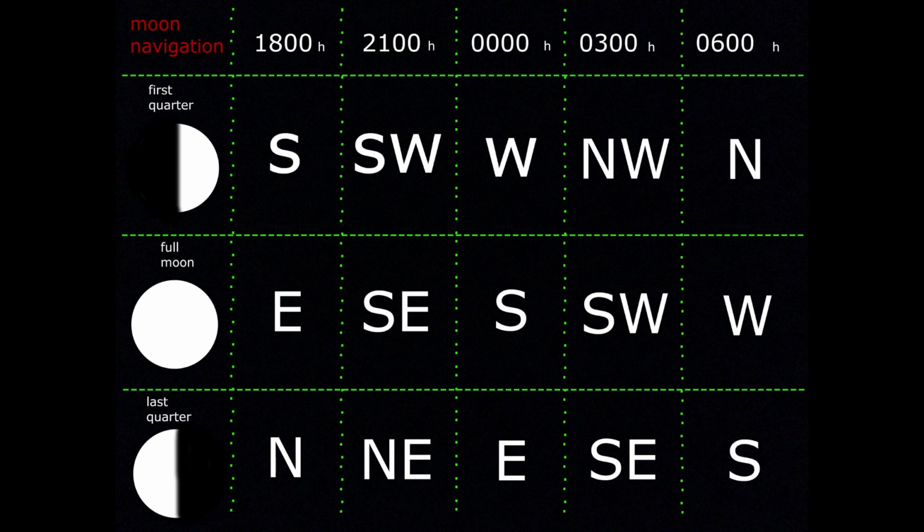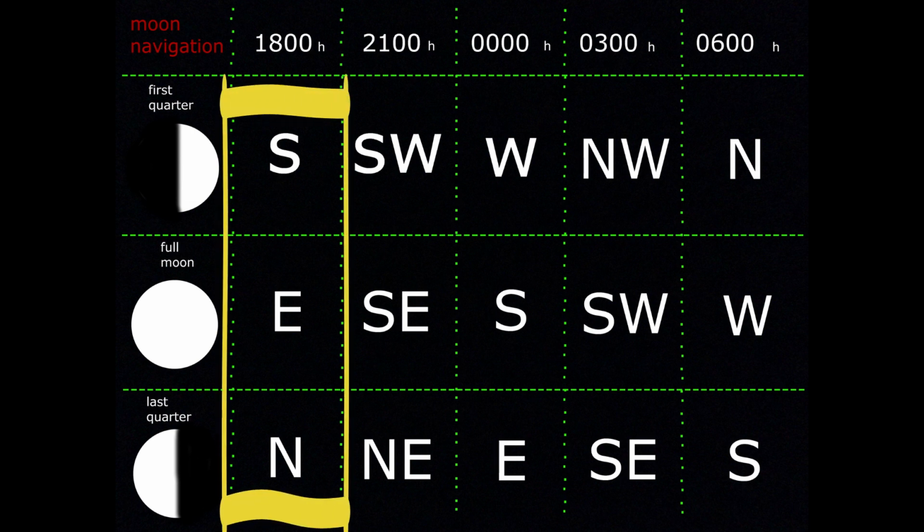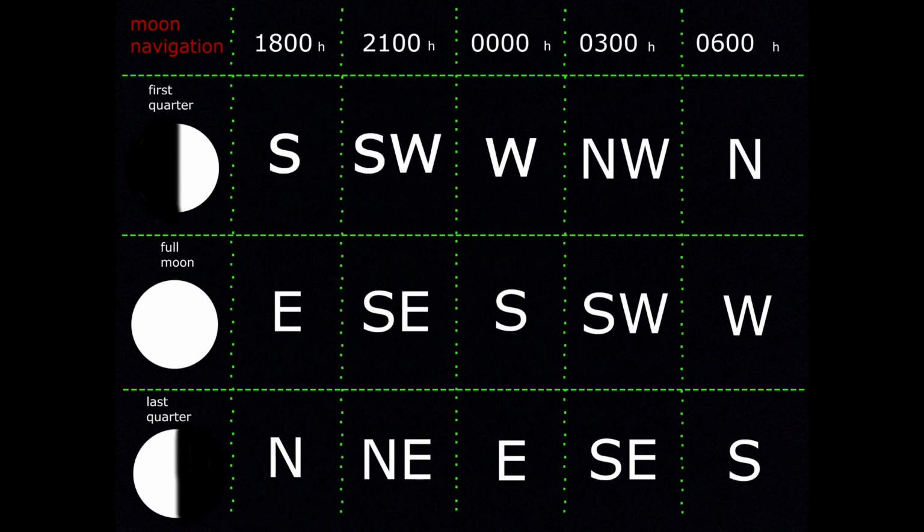Now, it's easy to learn this chart in your mind. Just learn the times across the top and the shapes of the moons and the fact that the moon will move 45 degrees every 3 hours towards the right. The only difficult bit is learning south, east, north. Once you've learnt this first part at 1800 hours, you can work the rest of it out in your mind.